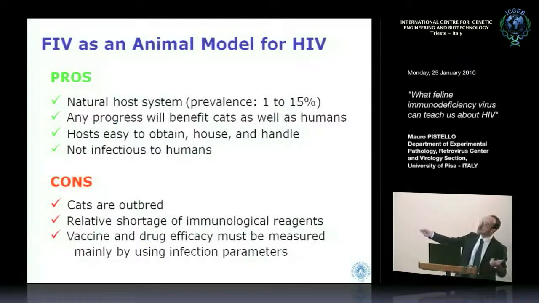Also important, the FIV is not infecting humans. There has not been a single report showing that the FIV has been accidentally transmitted to humans. So what are the disadvantages? The animals are outbred, so each animal is different from the others. This mimics what we observe with humans, but it can also be seen as a limitation. There were some studies in which they tried to inbreed animals, but after the second or third generation, the animals stopped reproducing. So we are still using outbred animals.